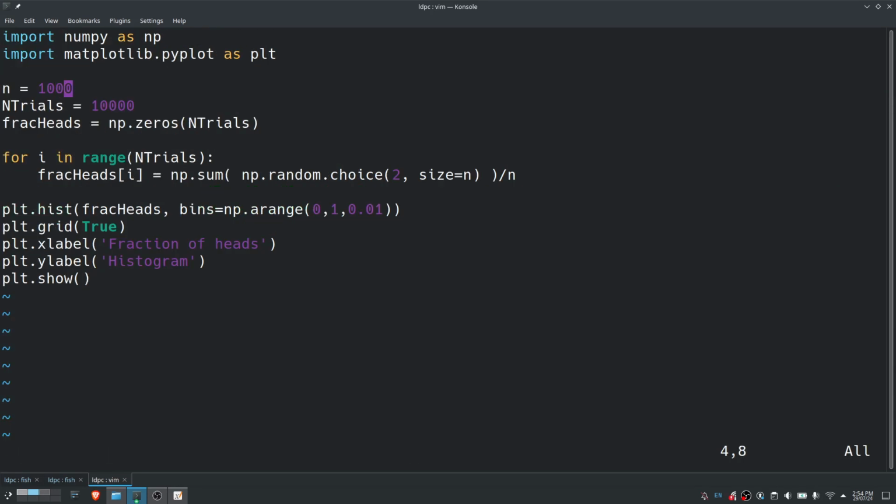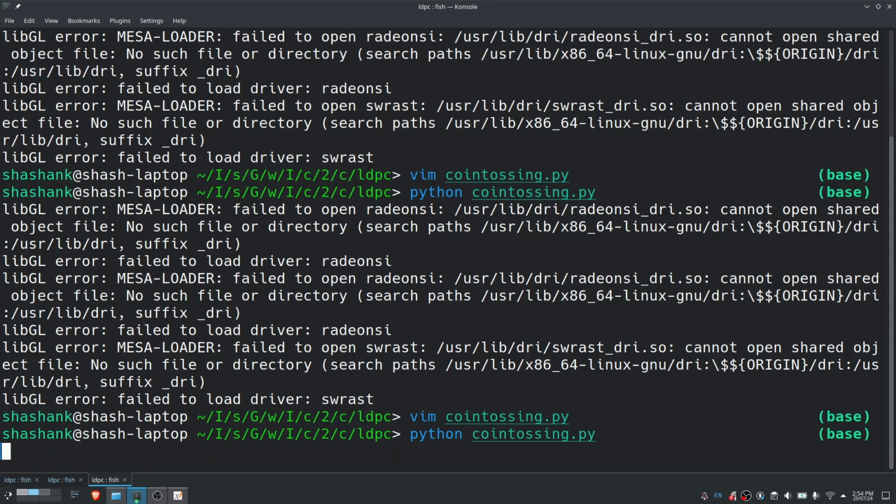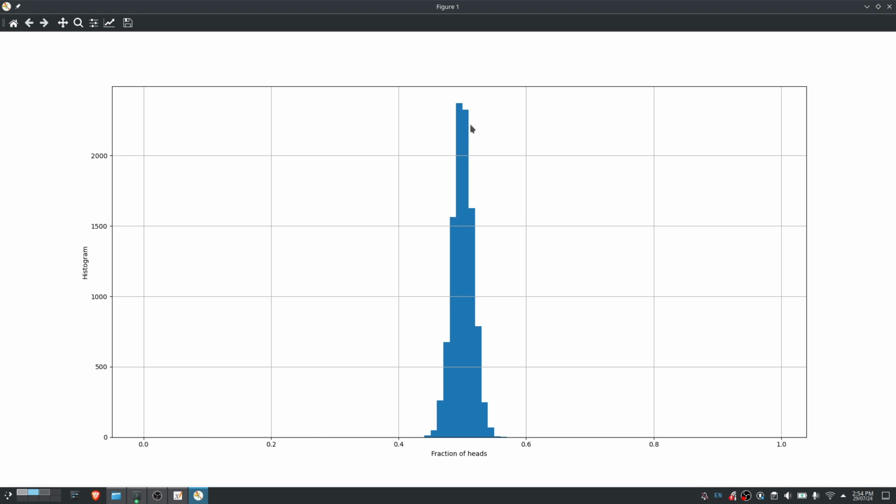What happens if I increase this to 1000? The histogram becomes thinner and thinner. So this is what I mean by this phenomenon of concentration. As you increase the number of coins you toss, or the number of times you toss the same coin, as you increase n, you see that the histogram becomes narrower and narrower, which basically says that a large fraction of this probability is concentrated in some small set. In this case, a lot of the probability is around a half.